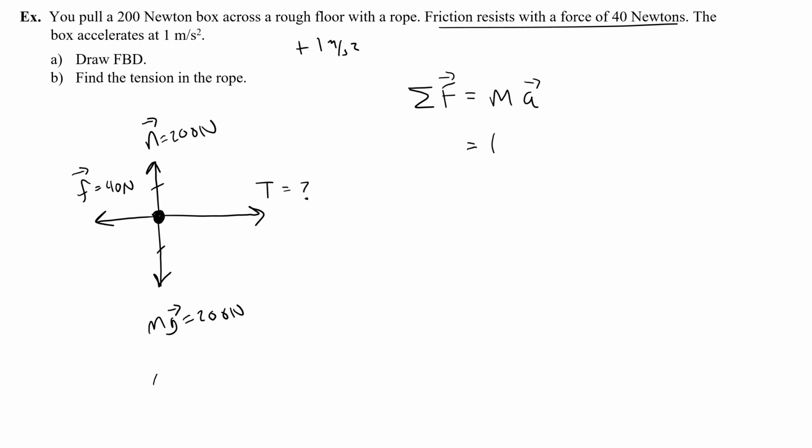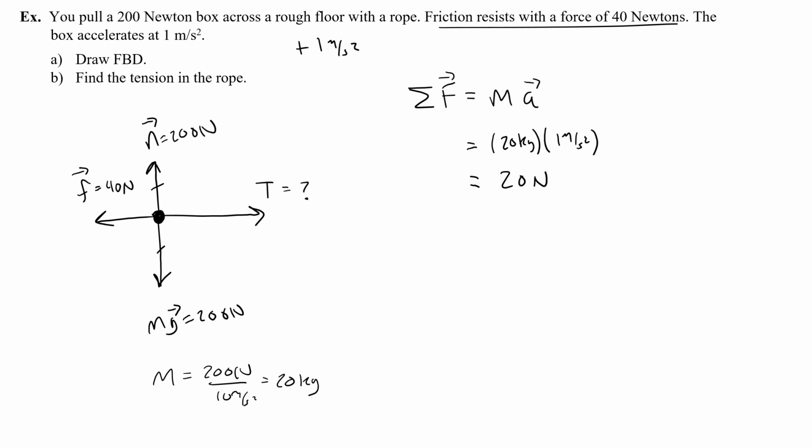To find the mass, we divide 200 newtons by g, 10 meters per second squared, so 20 kilograms. That's the mass. And then the acceleration I'm given is 1 meter per second squared, so now I know the net force is 20 times 1, or 20 newtons.